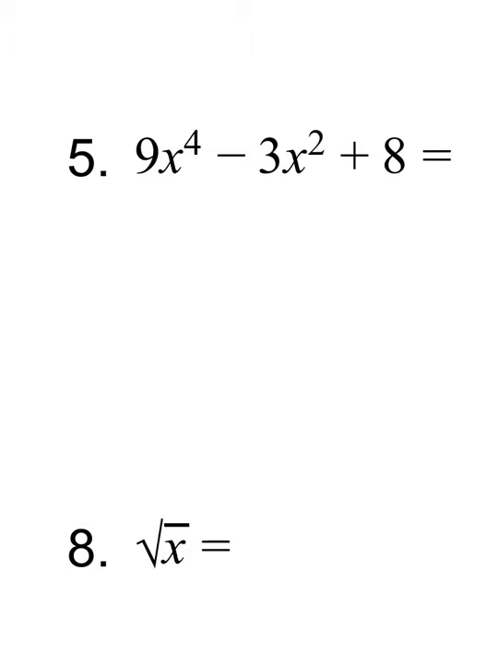Number 5, we have 3 terms. The first term, just take it a term at a time. 4 times 9 gives me 36. 4 minus 1 gives me 3. So the derivative of 9x to the 4th is 36x to the 3rd. Now we keep going. The second term, 2 times negative 3 gives me negative 6, and 2 minus 1 gives me 1. So the derivative of 3x squared is 6x to the 1st.